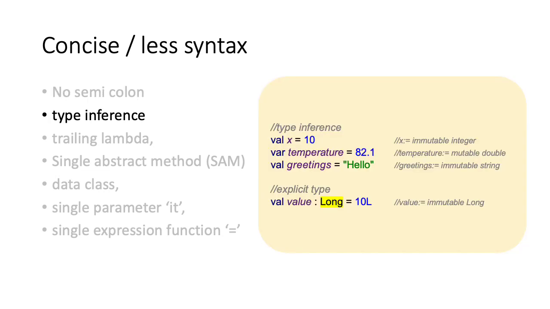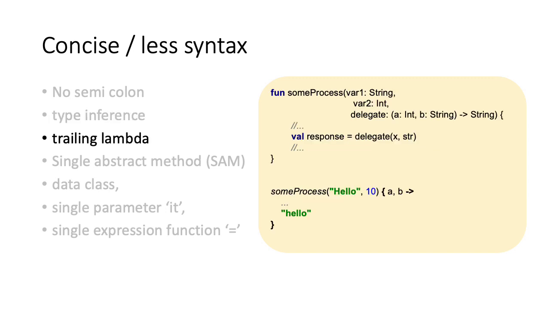Type inference. Here are some examples where type is inferred from the initial value. Need to specify the type is redundant. Trailing lambda. As we have seen earlier, the use of trailing lambda makes the code look more functional with very little ceremony or boilerplate.